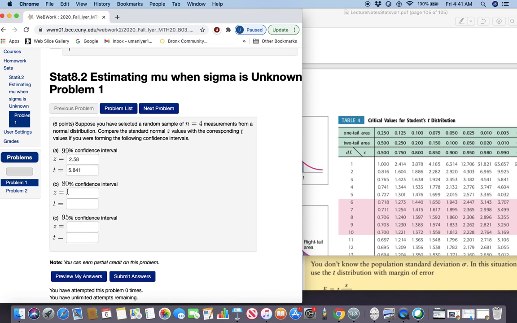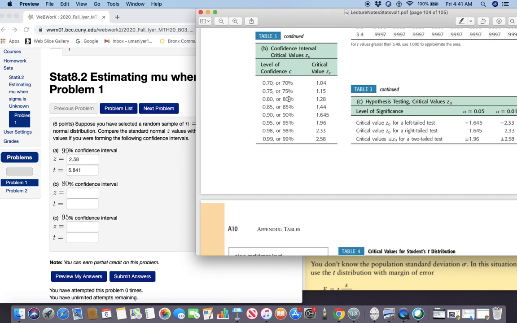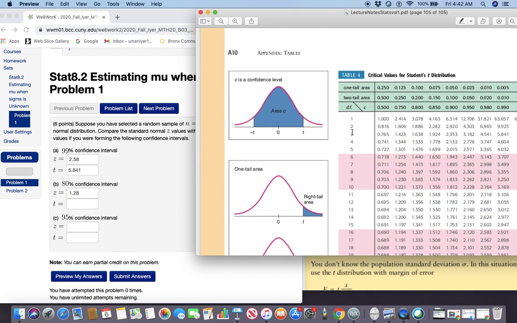Next, 80% confidence interval z. I'll look at my table. For 80%, it's 1.28. And for t, again, n is the same for all these problems, so degrees of freedom df is 3, and I'm looking at 80%. So that's here, 0.80 corresponding to 3, and that's this one. Below 0.80 and across degrees of freedom of 3, 1.638.